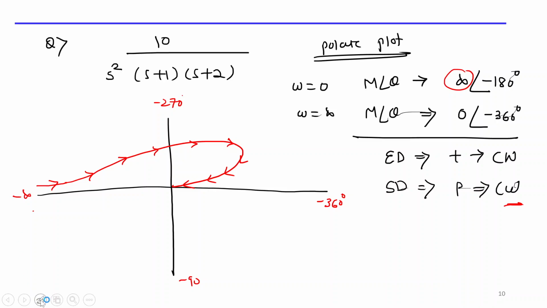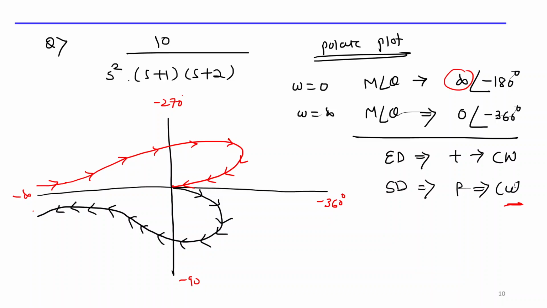Once you do the polar plot, you have to take the mirror image of that. Let me do the mirror image. Okay, so this is the mirror image. It's the same direction you follow. Whichever direction it initially terminated, the same direction you follow. Okay, both are infinity.